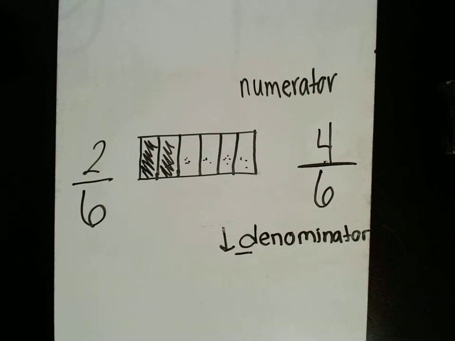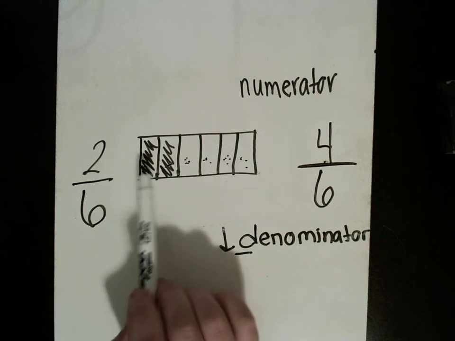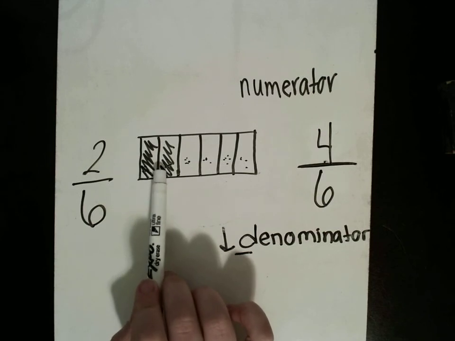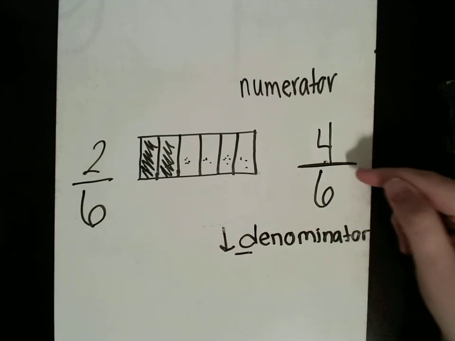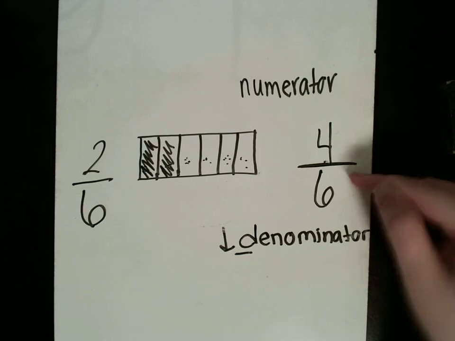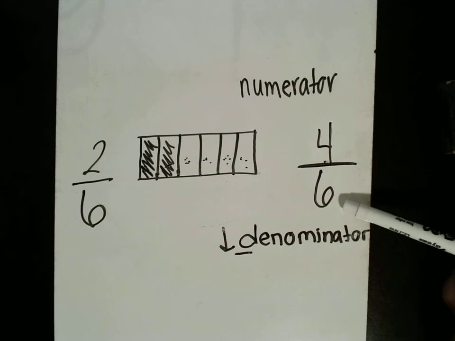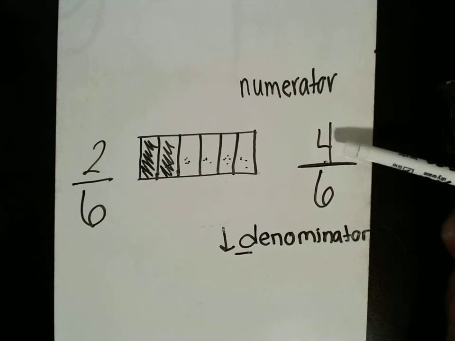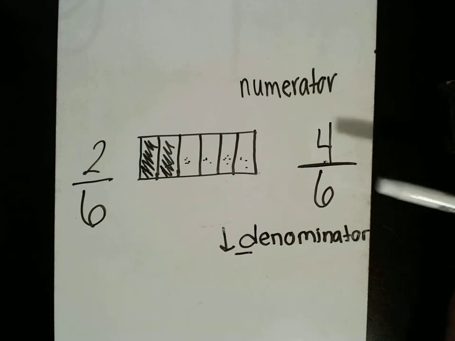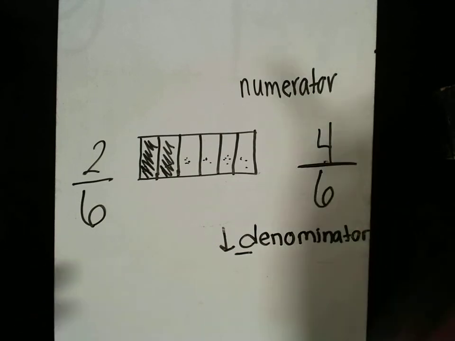In all area or region models, there's going to be something shaded in, and you're either going to have to tell the fraction for what's not shaded in or for what is shaded in. Remember, denominator's number of equal parts, numerator will be the part that is either shaded or not shaded.